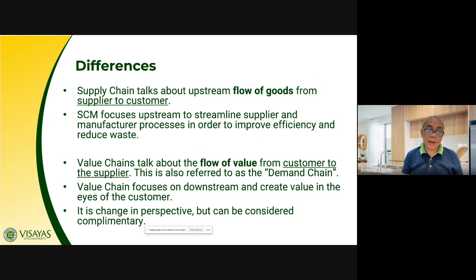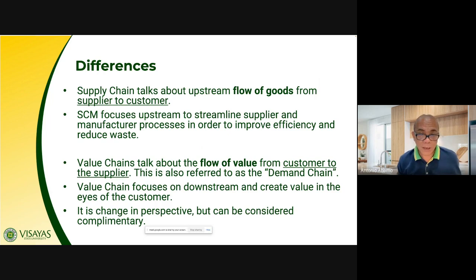What about value chain? Value chain talks about flow of value. Remember, flow of goods, supply chain. Flow of value, value chain. From customer to supplier. You see, supply chain is flow of goods from supplier to customer. Here, value chain, flow of value from customer to supplier. That means opposing direction. Flow of information or flow of value from customer to the producer, flow of goods from producer to customer. So they are complementary.